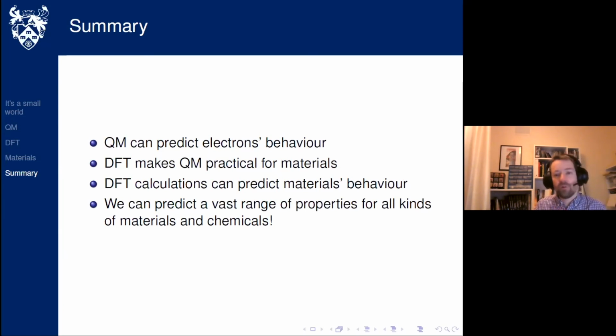I can predict all sorts of properties, from the color and how they interact with light, to how tough they are, of course how heavy they are, and as you've seen, how stable they are and what their thermoelectric properties are.